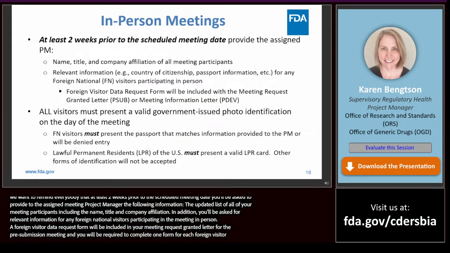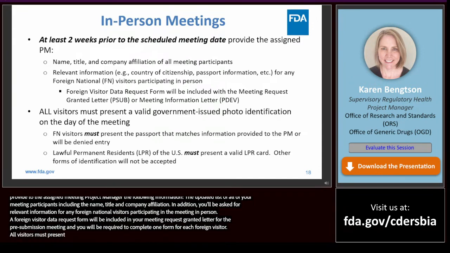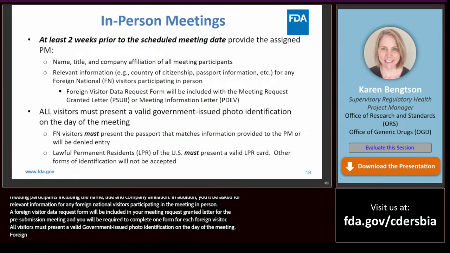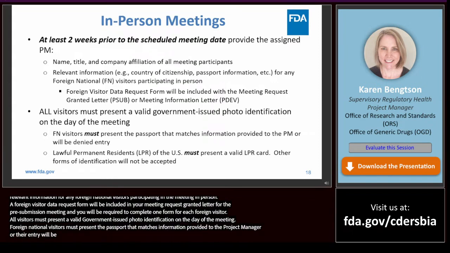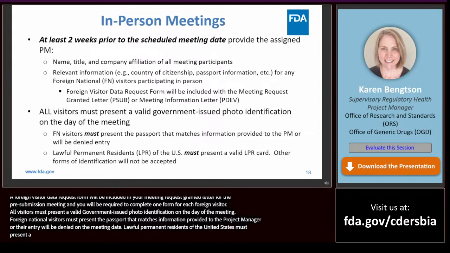All visitors must present a valid government-issued photo identification on the day of the meeting. Foreign national visitors must present the passport that matches the information provided to the project manager, or their entry will be denied on the meeting date. Lawful permanent residents of the United States must present a valid LPR card. Other forms of identification will not be accepted.